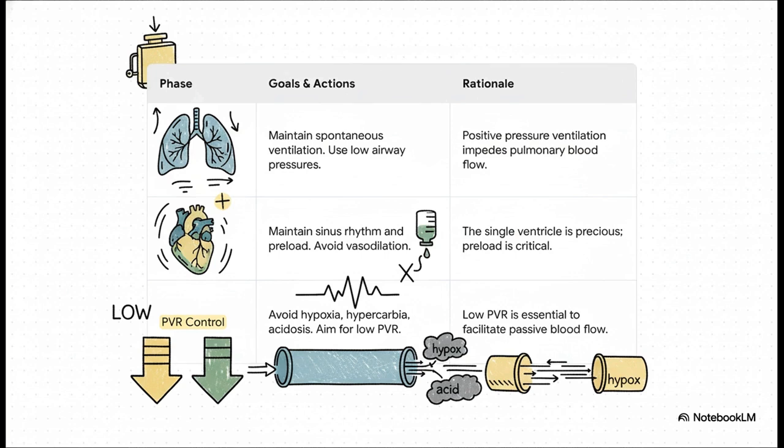Second, thou shalt optimize the single ventricle. These patients are so preload dependent, and they absolutely cannot tolerate arrhythmias. But the third and most important commandment is this: thou shalt keep pulmonary vascular resistance low, low, low. You have to avoid hypoxia, hypercarbia, acidosis, high PEEP, anything at all that could constrict those pulmonary vessels and stop that lazy river from flowing.